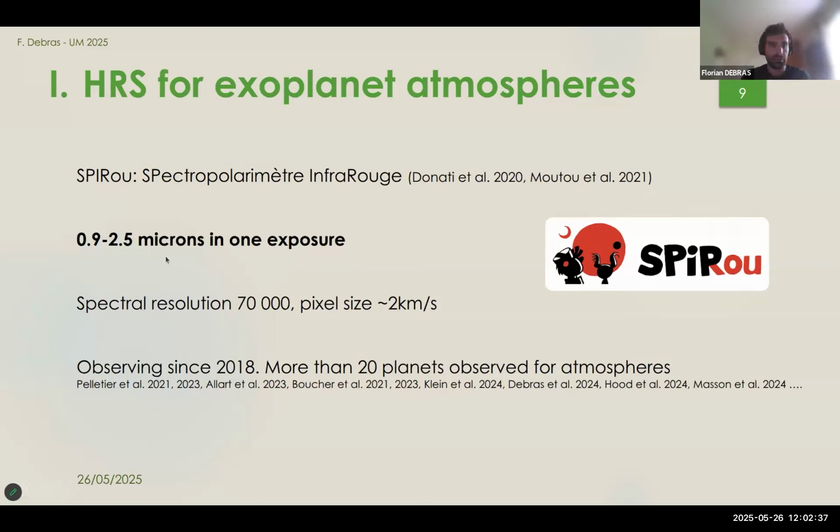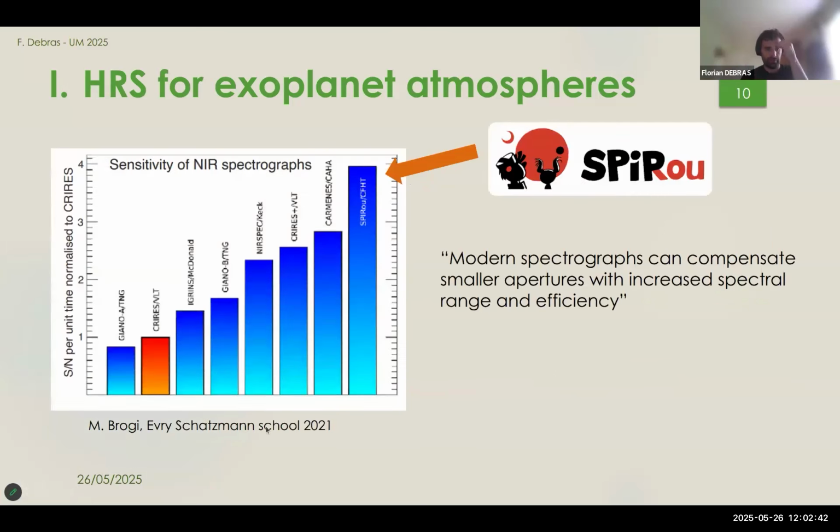and a lot of publications, either from our team or from other teams. But when you have such a large wavelength range, what you realize is this: this was a presentation by Matteo Brogi, who is not part of the SPIRou team at all. He showed the expected signal to noise per observation, if you wish, of different spectrographs. And SPIRou appeared to be rather on top because, as he said, modern spectrographs can compensate for smaller aperture. So we have a smaller telescope than, for example, the VLT, but a much better spectral range and efficiency. And this makes SPIRou one of the best worldwide.